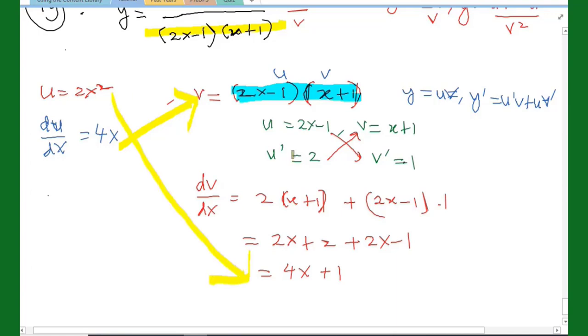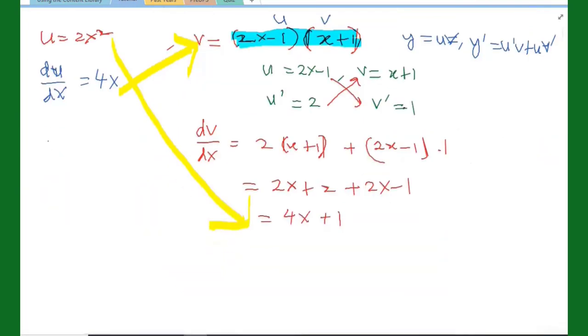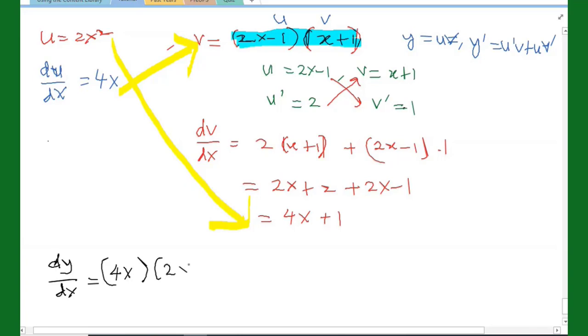Okay, we are going to use the quotient rule. Quotient rule. Okay, quotient rule. So I can't write fast because of how this marker is. Okay, this one first. This one is 4x, then 2x minus 1, x plus 1.